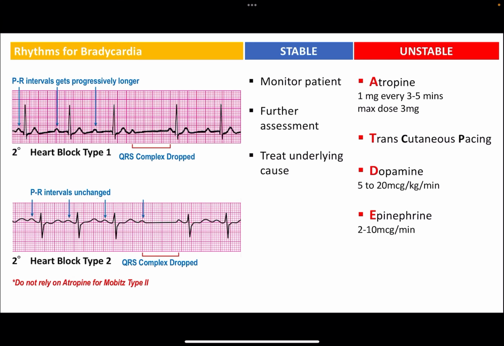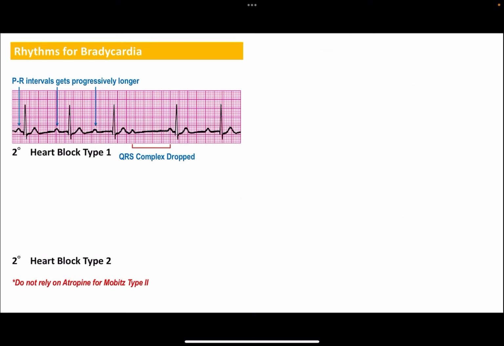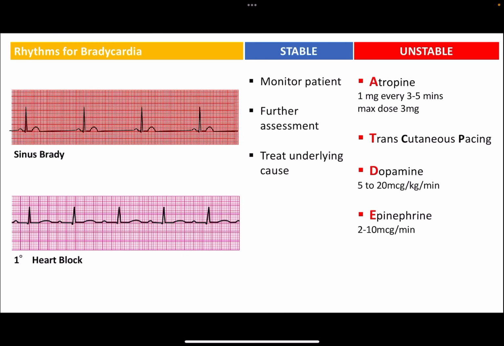One of those is, is there an altered mental status? Does the patient have hypotension? Does the patient have ischemic chest pain? Those questions there, that's your guide to see if the patient is stable or unstable.